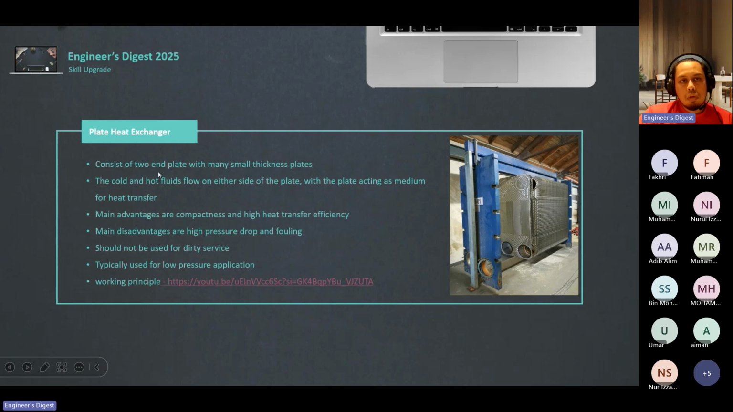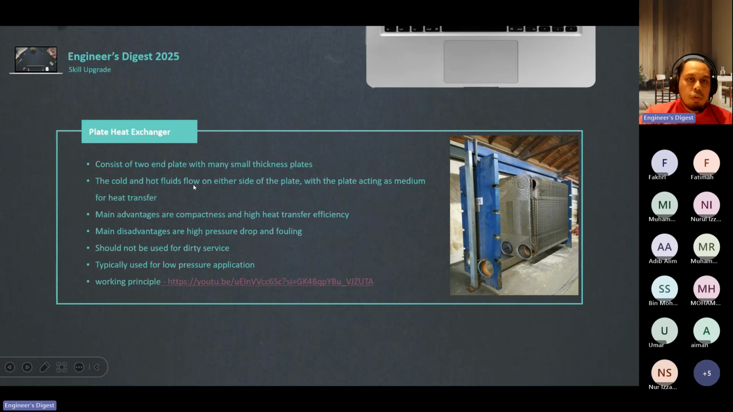Alright. This consists of two end plates, this blue color plate and the other end plate. In between, you have a lot of plates with small thickness, very thin. Because it is very thin, and because we require mechanical strength, the material will be a high grade material.